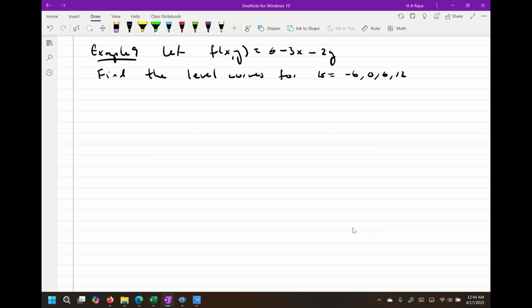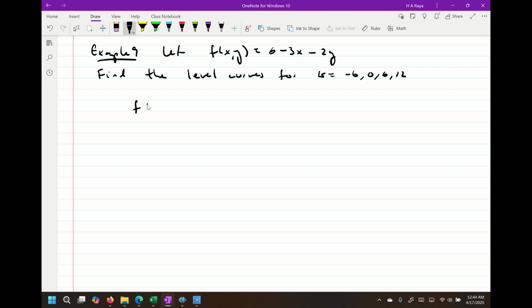In example 9, we're asked to find the level curves to the graph of 6 minus 3x minus 2y. So we can proceed with this problem the same way we applied the level curve process to our paraboloid in the previous example. But sometimes it's convenient to almost do them all in one pop.